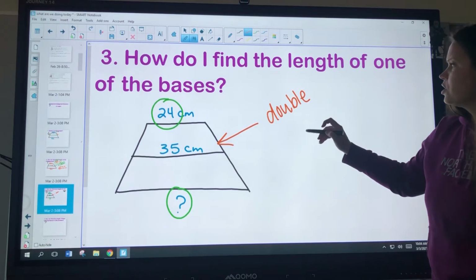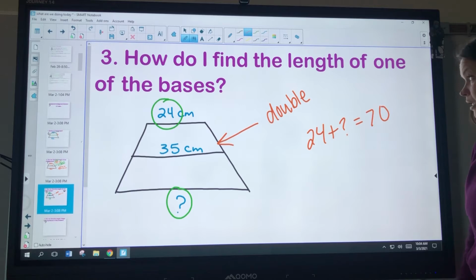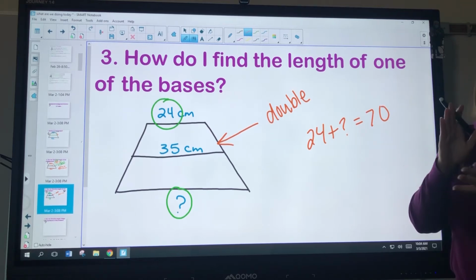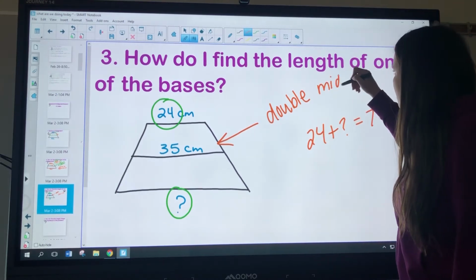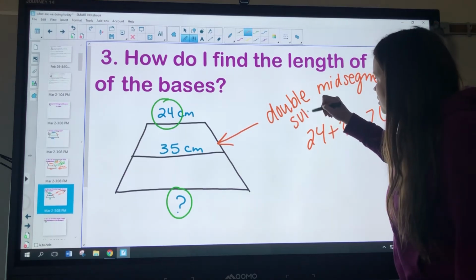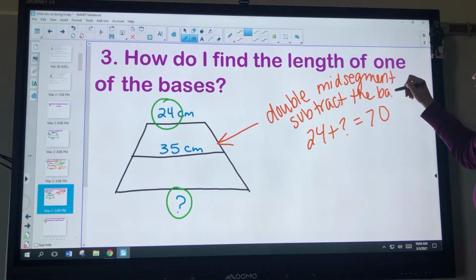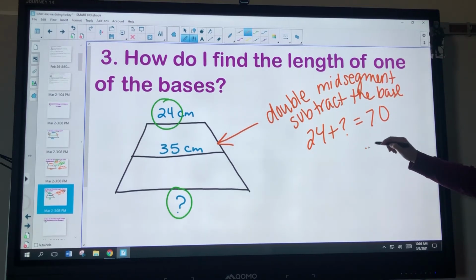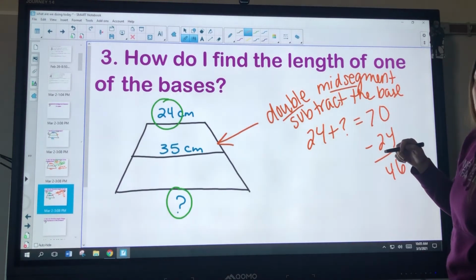So you're trying to figure out 24 plus what equals 70. So double the midsegment and subtract the base. Double the midsegment and then just subtract one of the bases that they gave you. Minus the 24. That's what you did when you did the long way and you set up the equation. You multiplied by 2, you doubled the midsegment, and then you subtracted whatever from both sides.